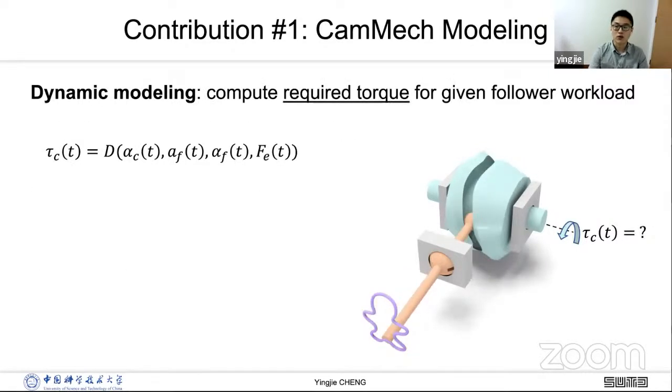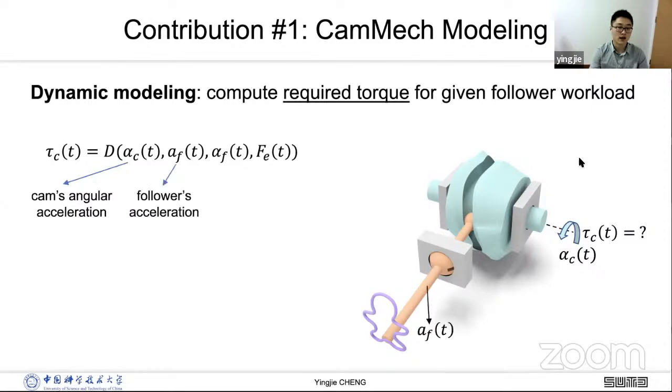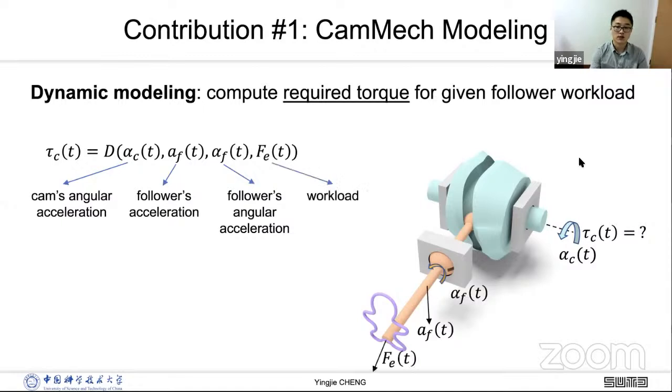For dynamic modeling, our goal is to compute the required torque for driving the cam, given the follower's workload. While the geometry is fixed, the torque is related to 4 factors. First is the cam's angular acceleration. Second, the follower's acceleration. Third, the follower's angular acceleration, and the workload, which is given. The first 3 of which have been calculated in kinematics modeling. And so we can solve it by Newton's second law.